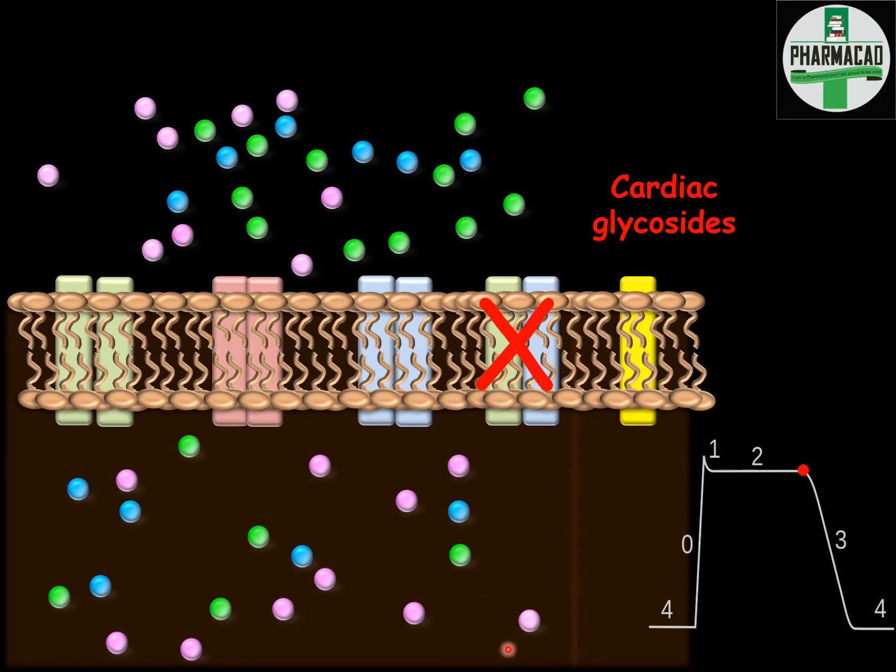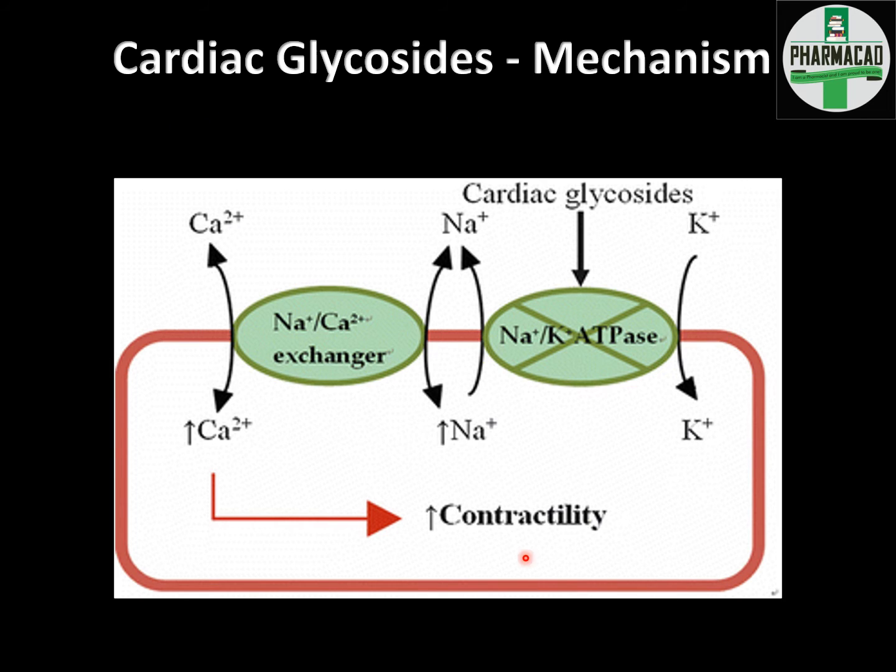And calcium is important for contraction, as we have seen in the action potential video, that the more calcium ions present inside the cell, the more contractile protein troponin activation there will be, and more actin myosin activation there will be, which will lead to better contraction of myocytes. So this is how, by increasing calcium concentration inside the cell, cardiac glycosides are increasing contractility of the myocytes.